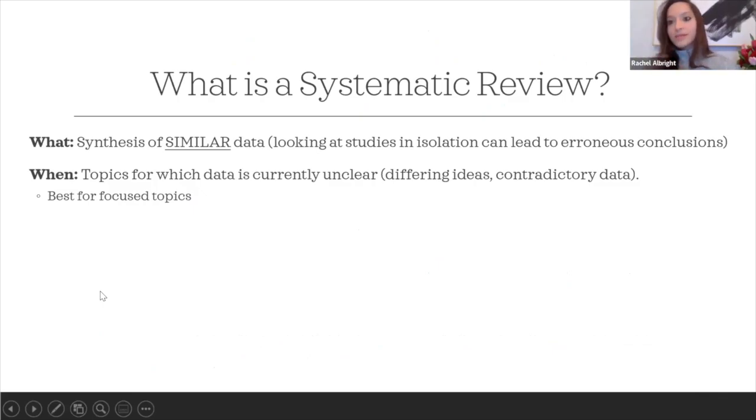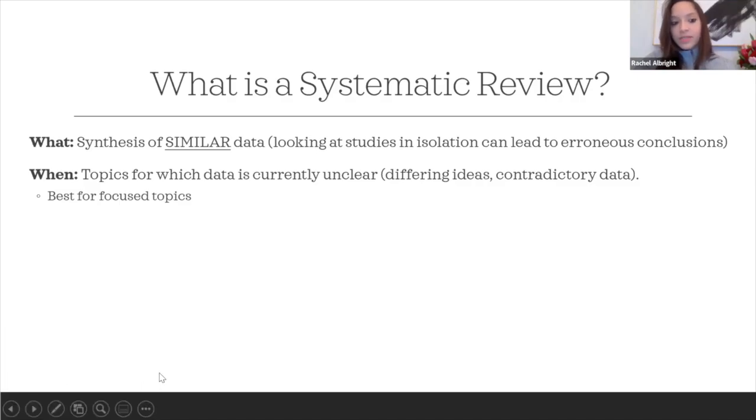So what exactly is a systematic review? It's just a synthesis of similar data. You're trying to pool data together to come up with some kind of summary, right? It's really best for topics where the data is currently unclear. That's if there are differing opinions between surgeons: one person thinks treatment A is better, one person thinks treatment B is better, or if there's contradictory data. This study says that this treatment is great, and then this other study says that it's not so great. Those are really good conditions for when a systematic review can be really helpful. It's definitely best for focused topics, okay?